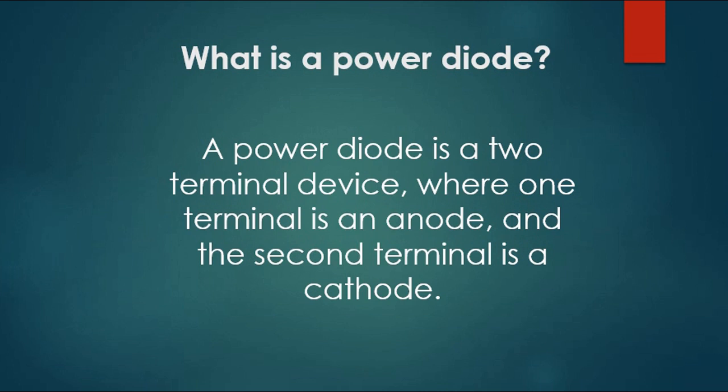So in that case, a power diode is a two-terminal device where one terminal is an anode. This anode is positive. This anode represents plus, and the second terminal is the cathode. The cathode represents negative. So this anode is telling you that it's a P type, while the cathode represents N type of material. In a diode, it has only two terminals, the positive and the negative.